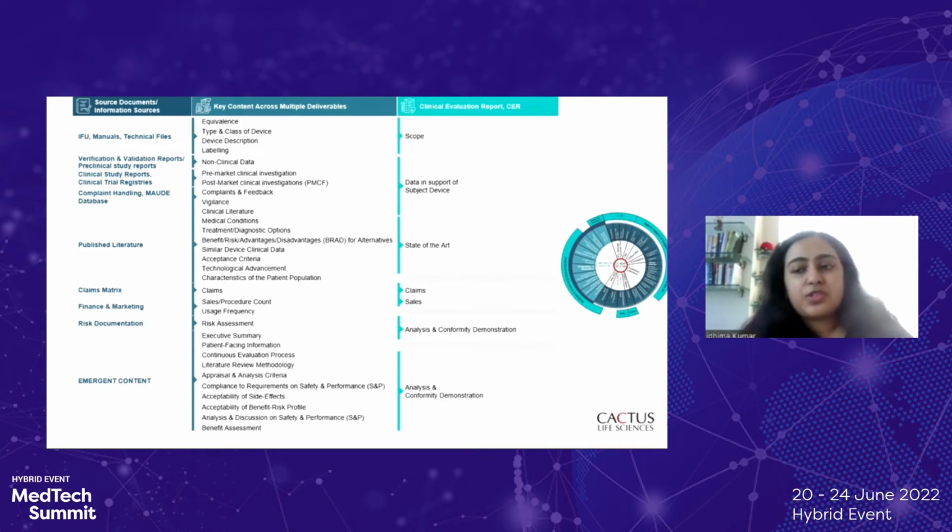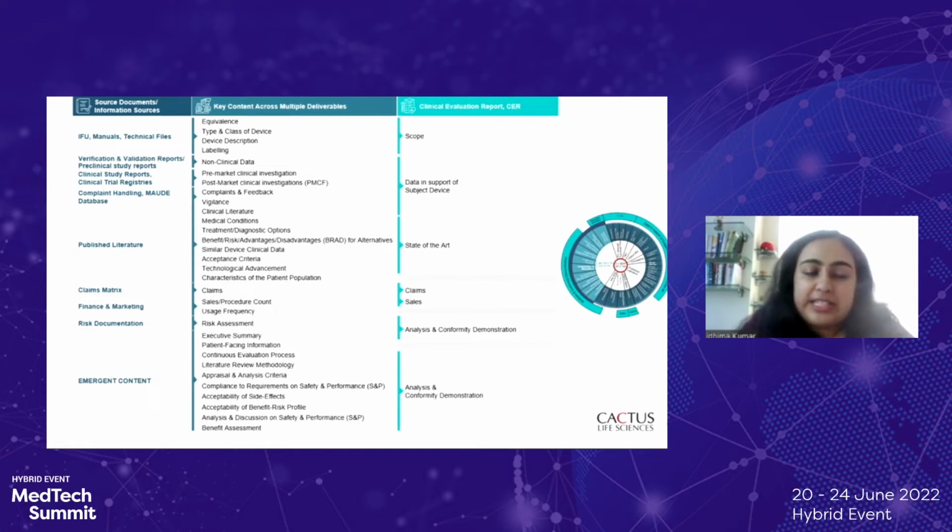We also have characteristics of patient population. That's not something that goes into the CER, but that's something that goes into the PSUR. But again, one thing to note here is that we're still getting this information from the same published literature. So if we do all of it together, we can just do it at once, and we don't have to do it over and over again.